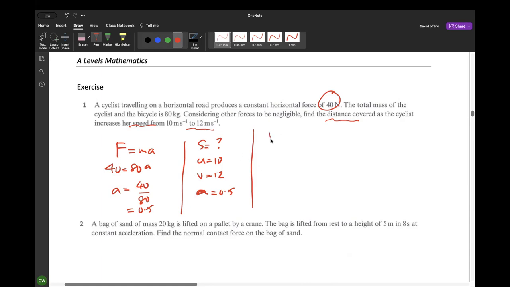So this one is again v squared equals u squared plus 2as. s is v squared minus u squared divided by 2a. v is 12, u is 10, a is 0.5. So how much is it? 12 squared minus 10 squared divided by 1. 44. So we will cover the distance of 44. Is it correct?